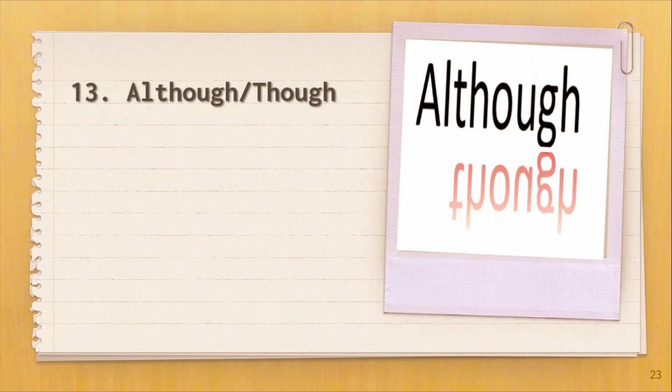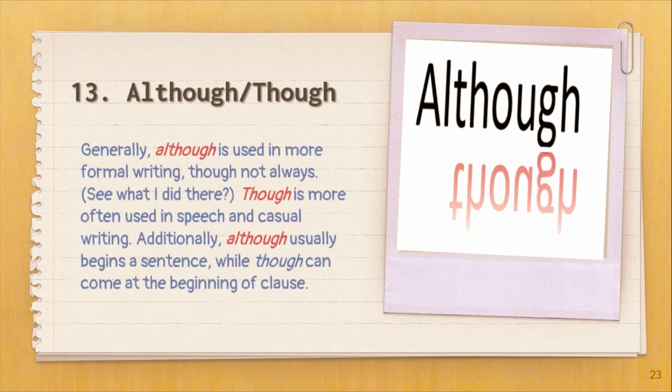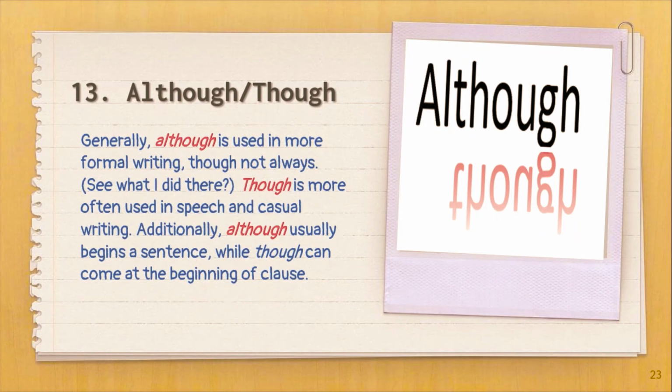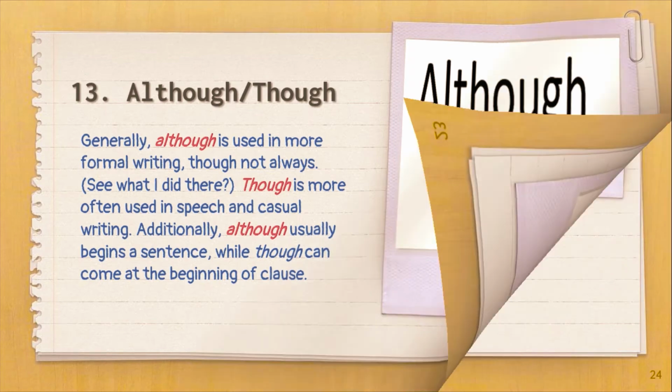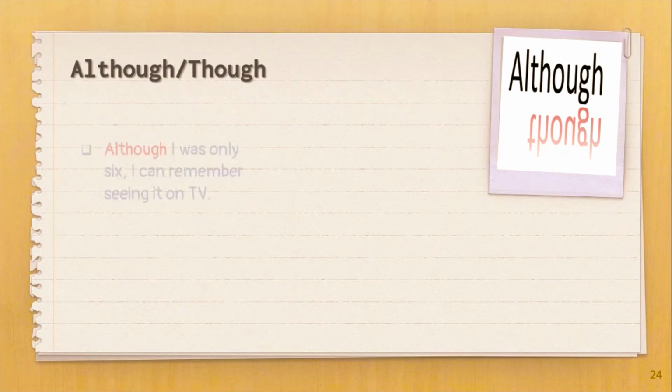Next is although versus though. Generally, although is used in more formal writing, though not always. Though not always. See what I did there. Though is more often used in speech and casual writing. Additionally, although usually begins a sentence, while though can come at the beginning of a clause. Okay, let's see for example here.